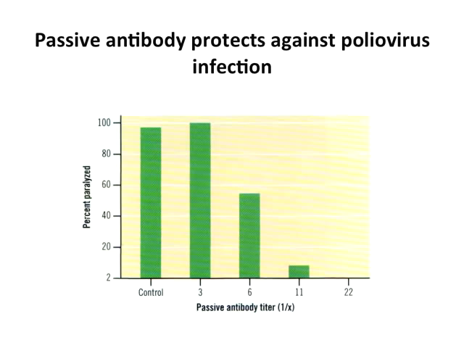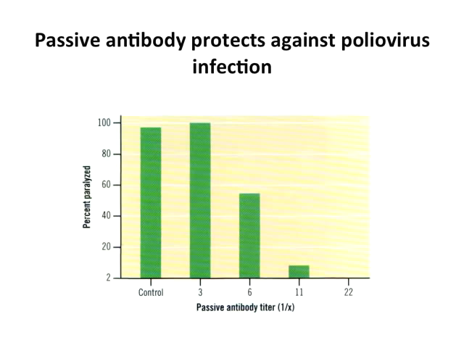So in this experiment, animals have been inoculated with increasing amounts of antibodies. So the bigger number, more antibody. Here's a control animal with no antibody. And then they're infected with poliovirus. And this is percent paralyzed.